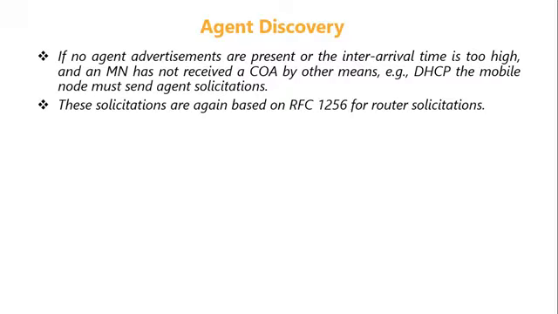If no agent advertisement packets are received from the home agent and foreign agent, then the mobile node can send agent solicitation messages requesting it to provide an IP address. So this is how agent discovery is done in mobile networks using mobile IP.